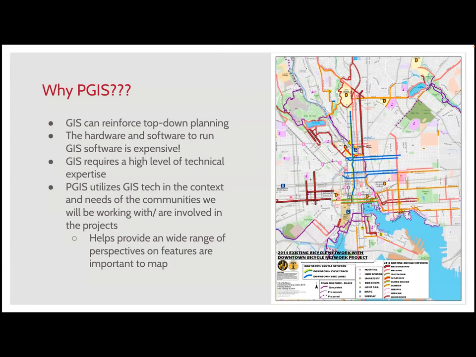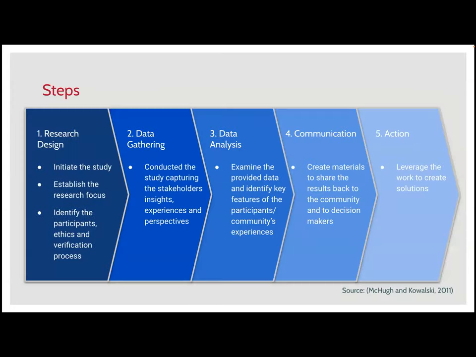And it also helps provide a wide range of perspectives of what's important features to map. As geographers, when we're making a map, as cartographers, we have to make a lot of different decisions along the way. What colors to use, what features to leave on the map, what features to leave off the map, where to put labels, how to style those labels, what colors to use. And every time we make one of those decisions, we have the potential to introduce a little bit of our own personal biases. And so by engaging a larger group, we help minimize those impacts and represent what the community wants instead of what a single individual or organization wants.